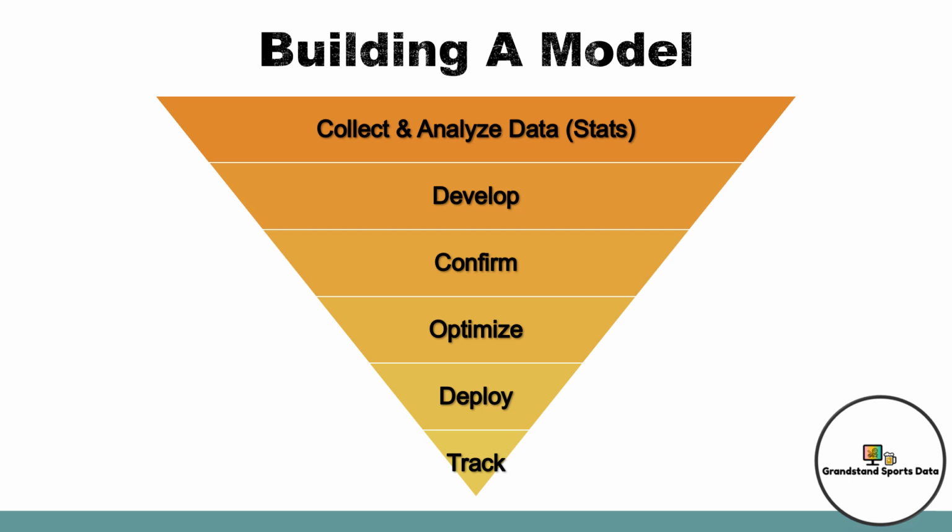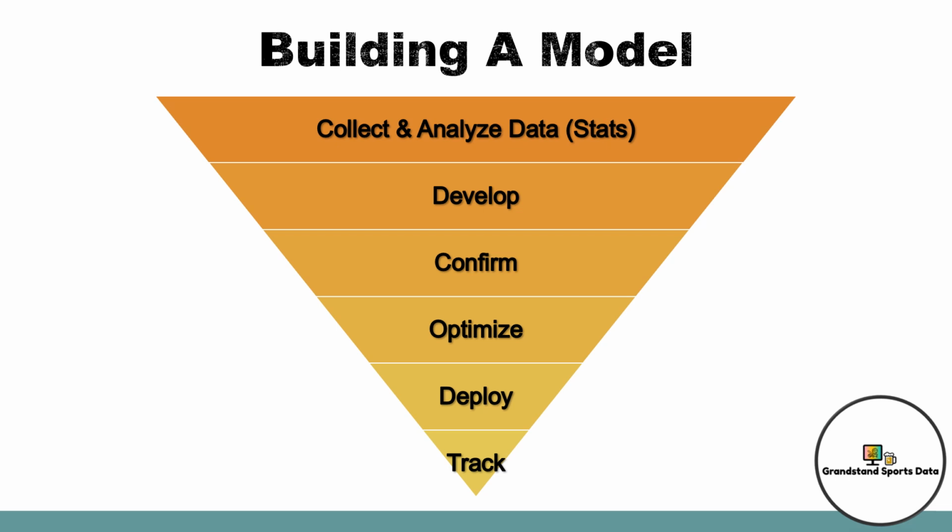Number two, we develop the model. So using your statistics, we create a model that can accurately predict the future performance of a team or player. So this can be anything from regression analysis to Monte Carlo simulations. You can dig as deep as you want, but make sure the prediction output is bettable. Next would be confirming the model. This is testing the model's accuracy by comparing its predictions with actual results.